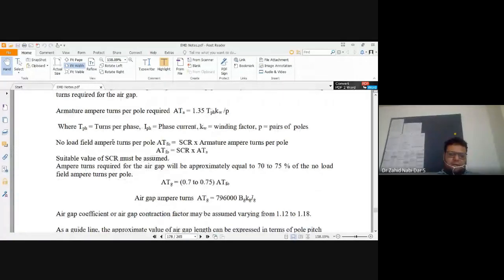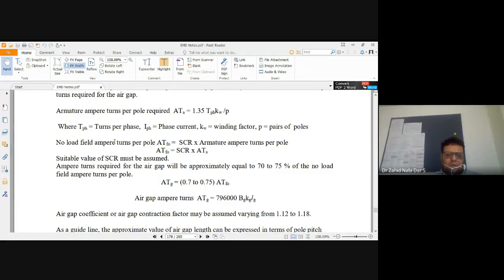Again, no load ampere turns per pole. How much would be the no load ampere turns per pole? It would be basically the value of SCR into your ampere turns per pole. So how do you assume a suitable value of SCR? To assume a suitable value of SCR, let's suppose there is 70 to 75% of no load ampere turns per pole. In the induction motor also, I told you 0.85. Here I'm assuming around 0.7 to 0.75.